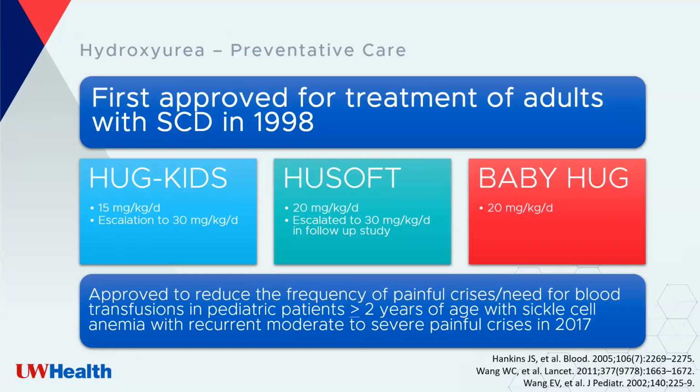And then the Baby Hug study here was a phase three multi-center randomized double-blind placebo-controlled study amongst infants that were 9 to 18 months of age. What this study provided was safety and efficacy information for clinicians considering hydroxyurea therapy for very young children with sickle cell disease. And pretty recently, hydroxyurea was approved to reduce the frequency of painful crisis and the need for blood transfusions in pediatric patients equal to or greater than 2 years of age with sickle cell anemia with recurrent moderate to severe painful crisis.